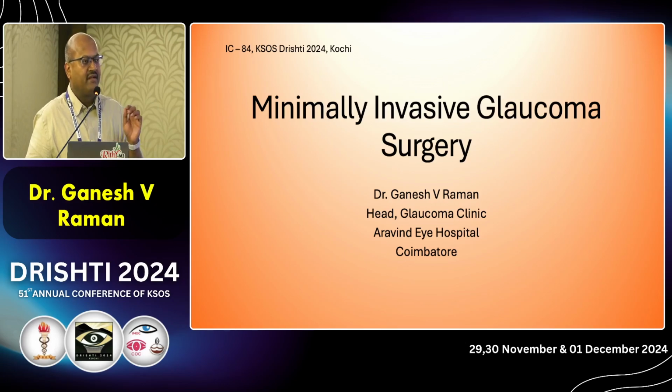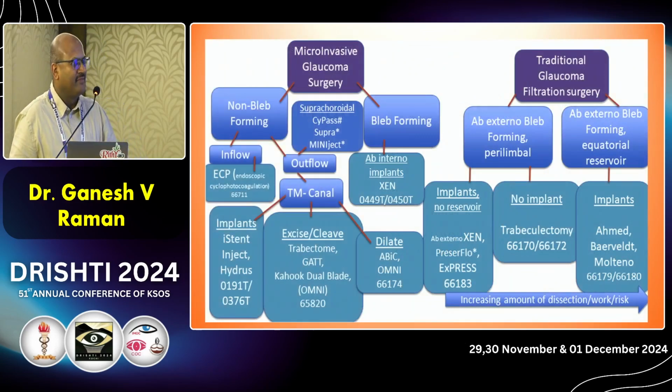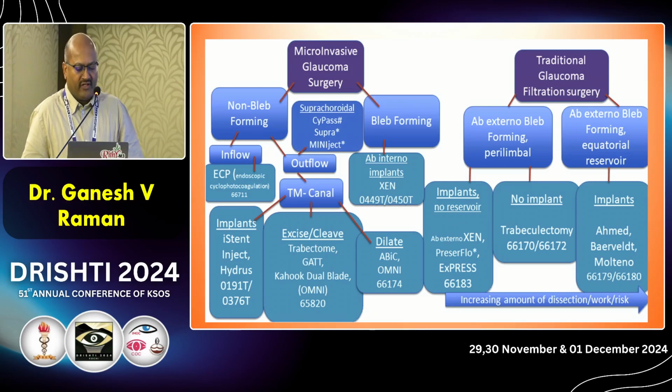MIGS and SLT invariably address only primary open angle glaucoma. So I would suggest that if you want to burn your fingers, burn them with SLT first rather than burning them with MIGS directly. Having said that, these are all the MIGS which we have. To your left, you have a lot of devices, and to the right is the traditional glaucoma surgery.